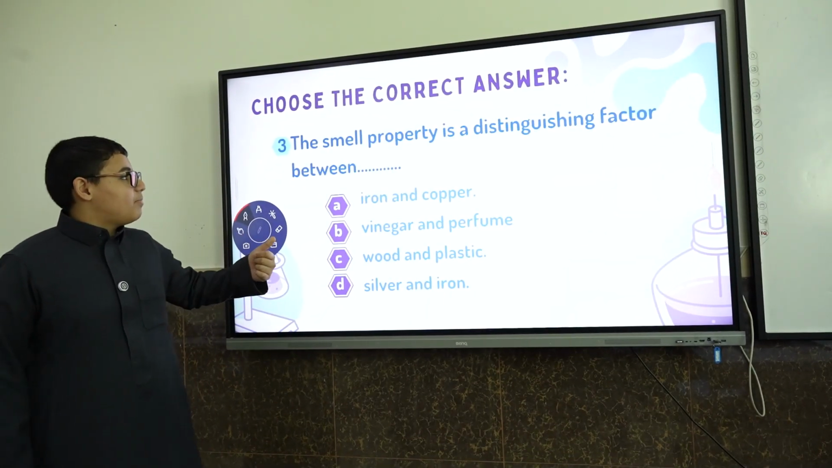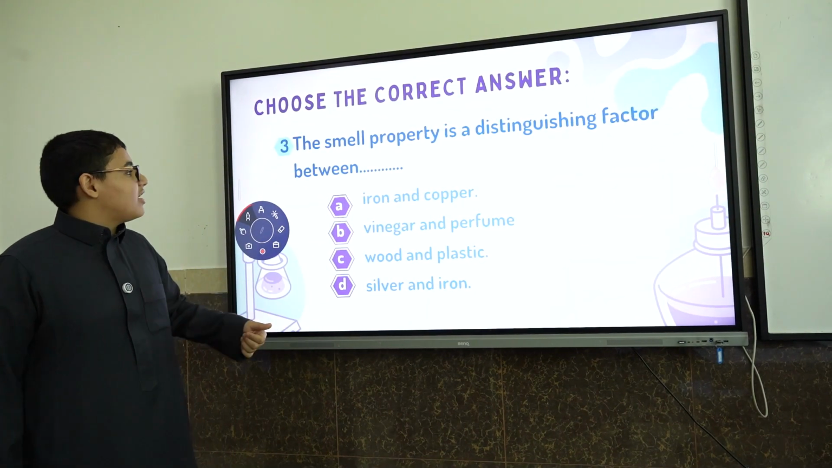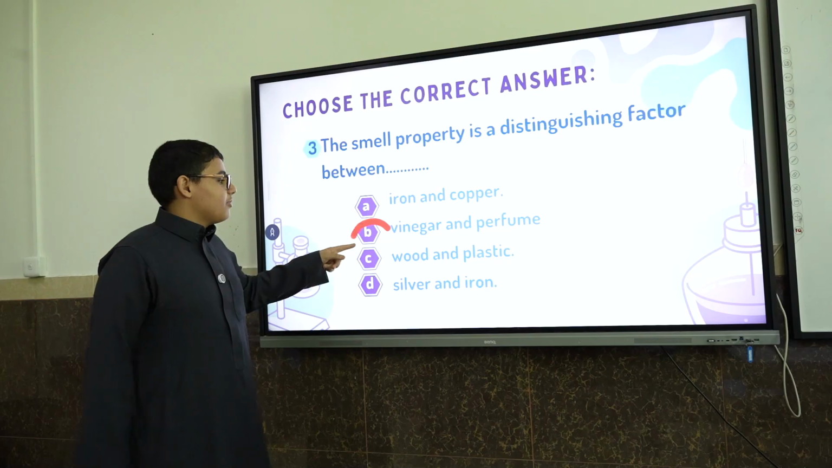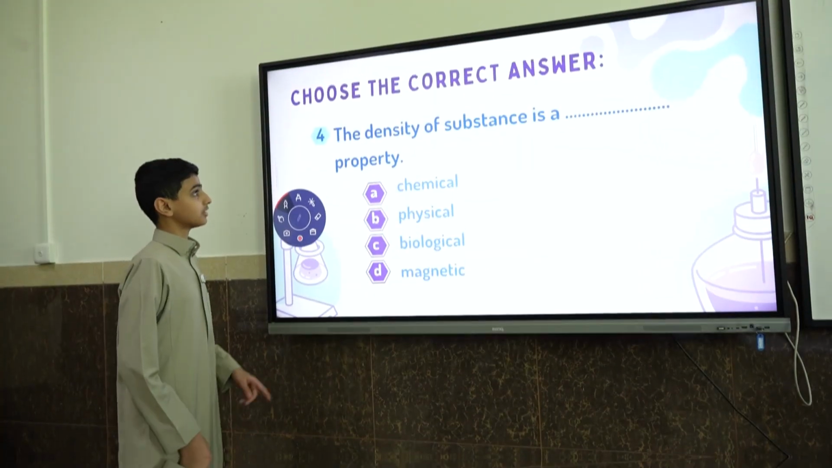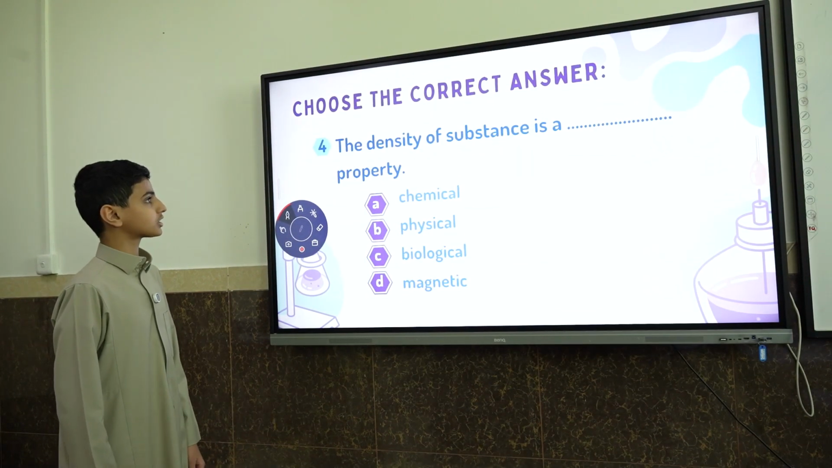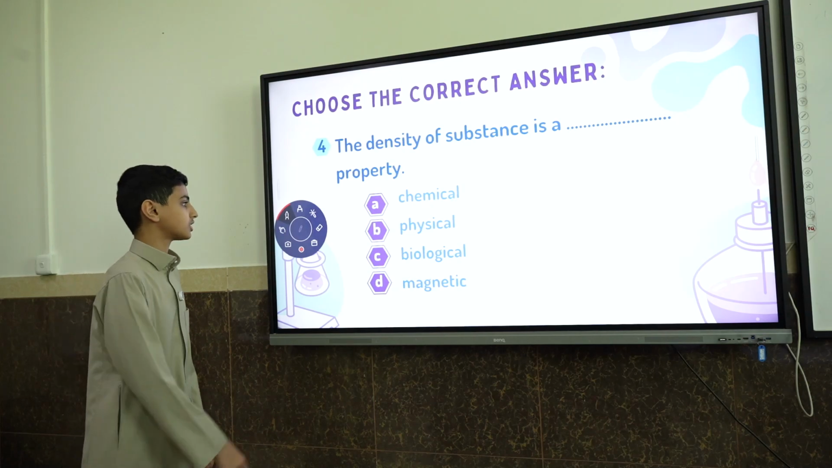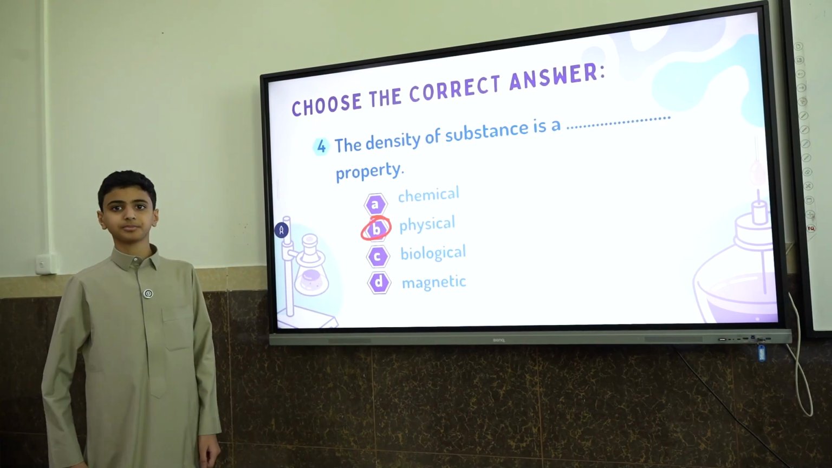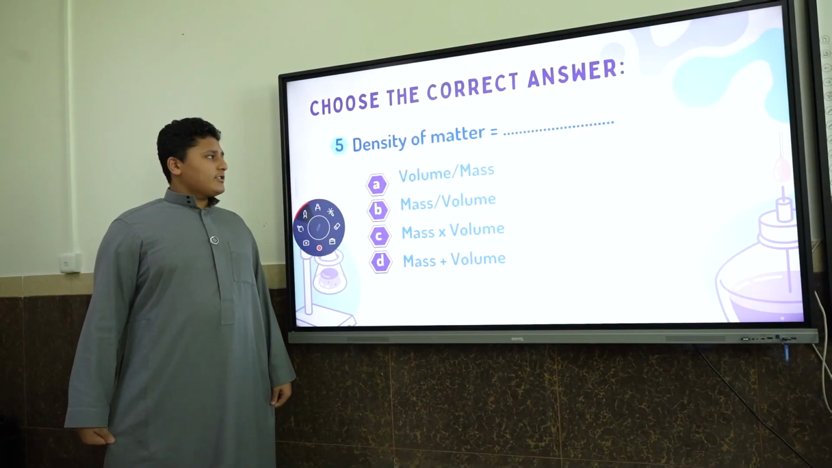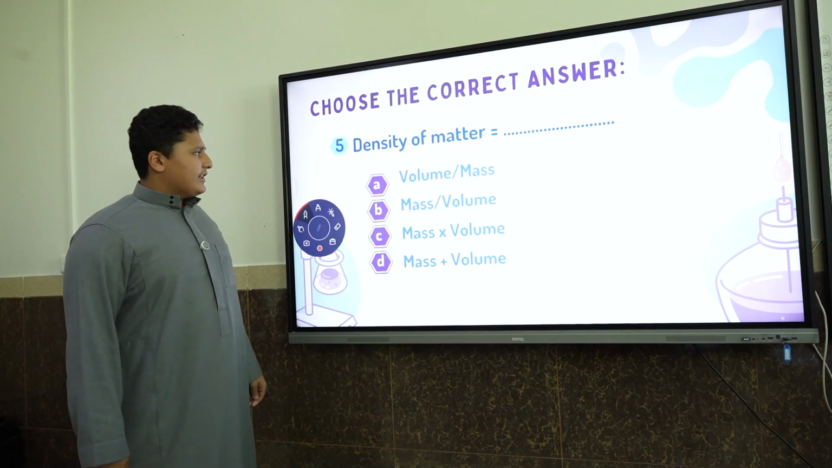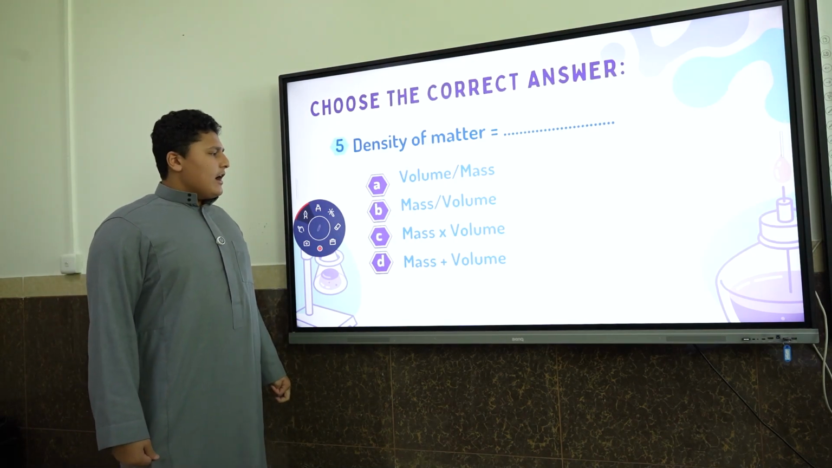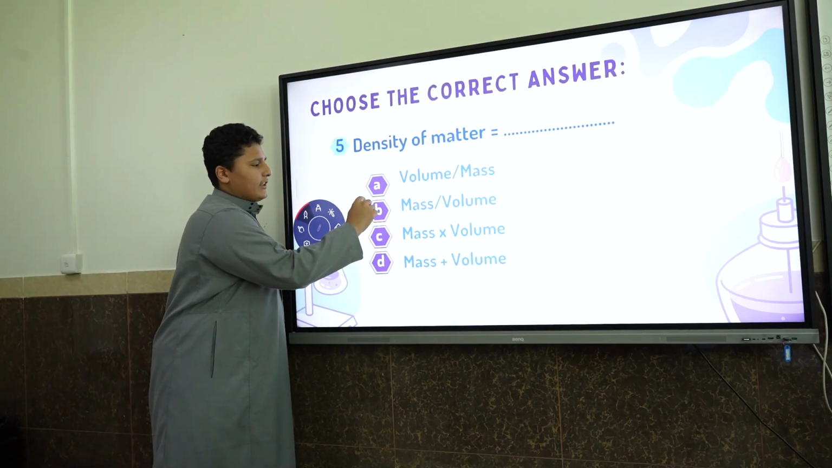Number 3. The smell property is a distinguishing factor between vinegar and perfume. And now with question 4, the density of a substance is a physical property. And the last question is 5: the density of matter is mass divided by volume.